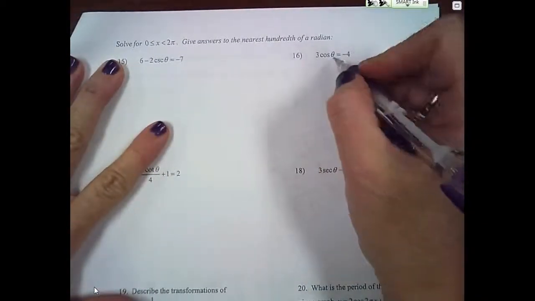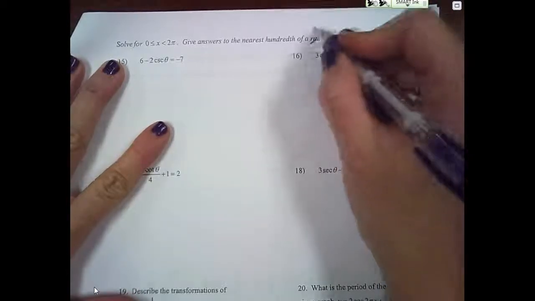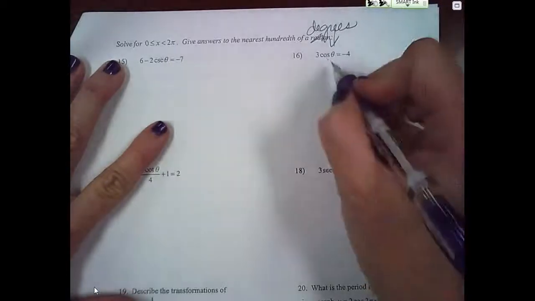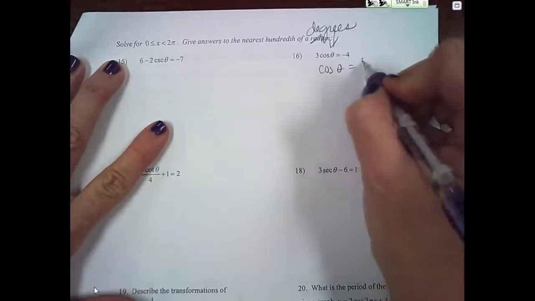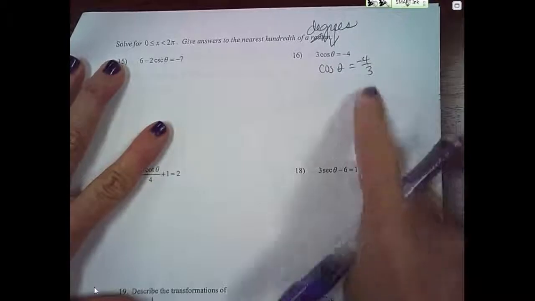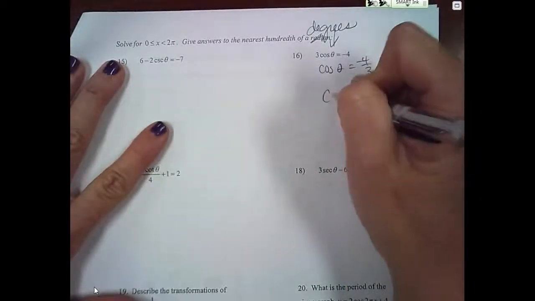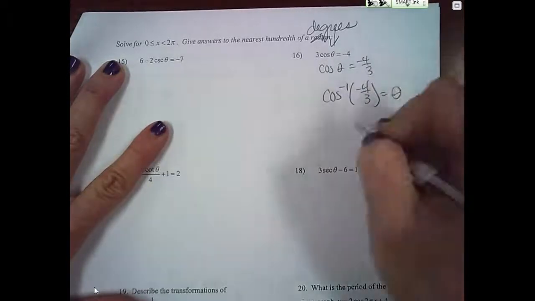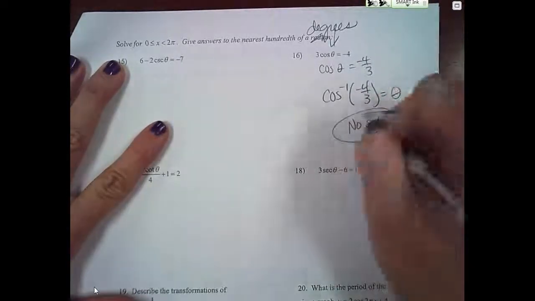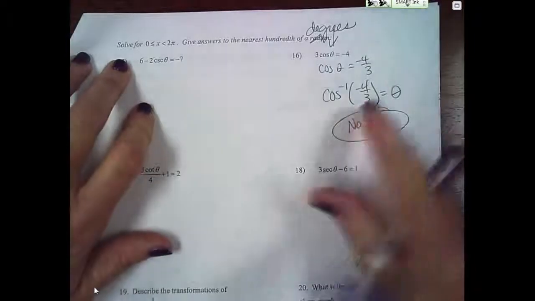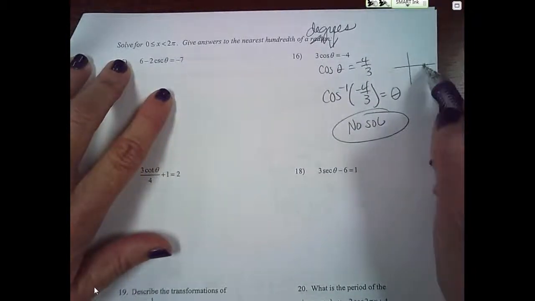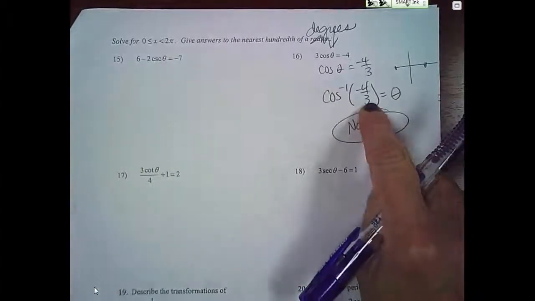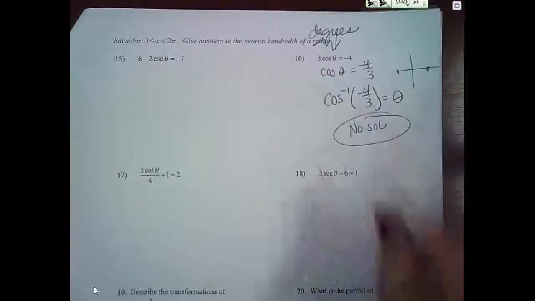On 16, you're going to, first of all, change your calculator to degrees. That's what the directions we talked about in class were. Divide both sides by 3. And when you type this in your calculator, when you find the inverse cosine of -4/3, you get an error, which means the answer is no solution. Makes sense because, guys, think about cosine. The farthest you can go on each side is 1 and -1, and this is -1.3. So you can't go that far.